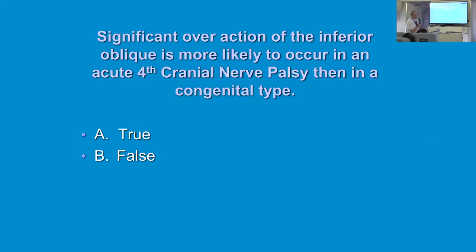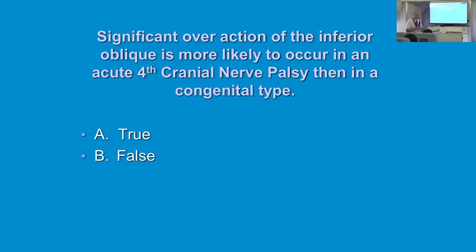So this significant overaction for oblique muscle. So yeah, definitely significant overaction is more likely to occur in acute fourth cranial nerve palsy. No, that's false, right? So what is the answer here? What do you think? Which one is more likely to get it? Is it the congenital? Yeah. Congenital types. This is false, right? Yeah. The congenital type gives you the overaction.